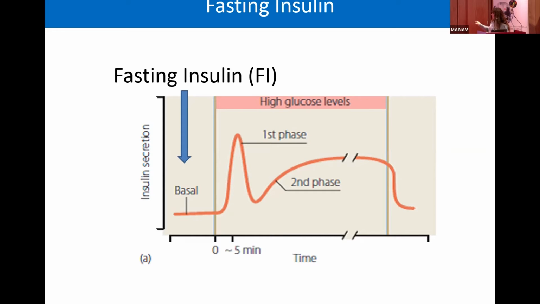And this measure is an imperfect measure, but it is somewhat of an assessment of insulin resistance, because at baseline, if you have very high fasting insulin levels, it usually means that you need more insulin to maintain just your baseline glucose levels.